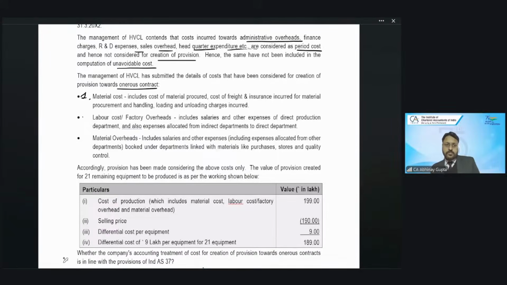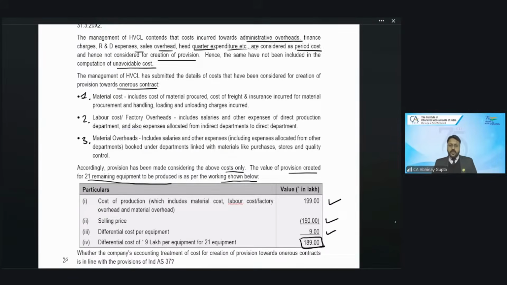Number one, material cost. Number two, labor cost. Number three, overhead cost. Accordingly, provision has been made considering the above cost only. The value of the provision created for the remaining 21 equipment to be produced as per the working shown below. So cost is 199 lakhs, selling price is 190 lakhs. So differential is 9 lakhs, right? Cost per equipment, and hence 9 lakhs into 21 equipments. So 189 lakh is the total loss which the company will incur if they manufacture these 21 equipments and sell it across.